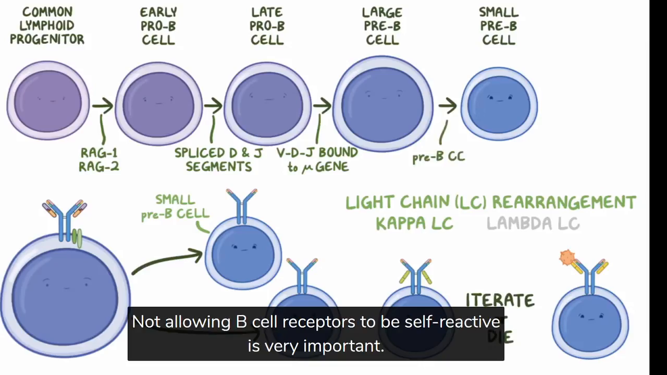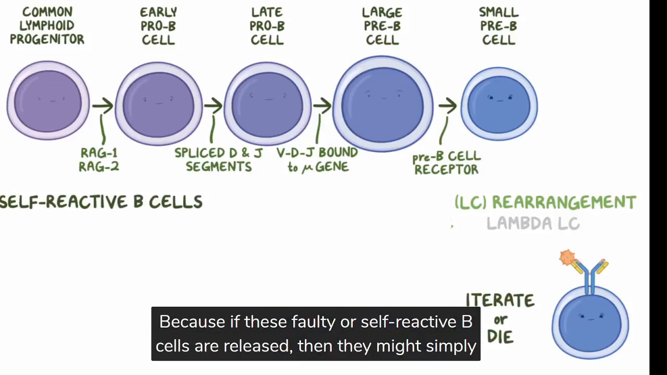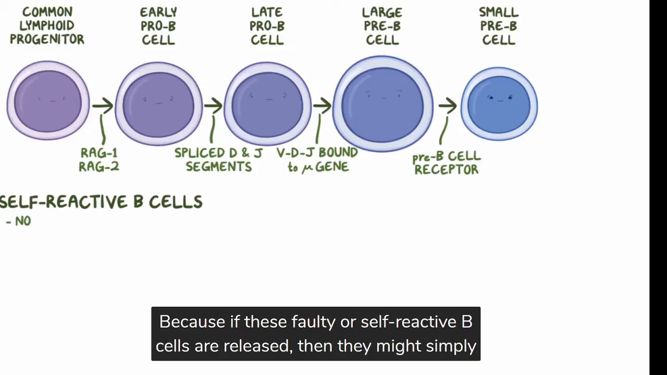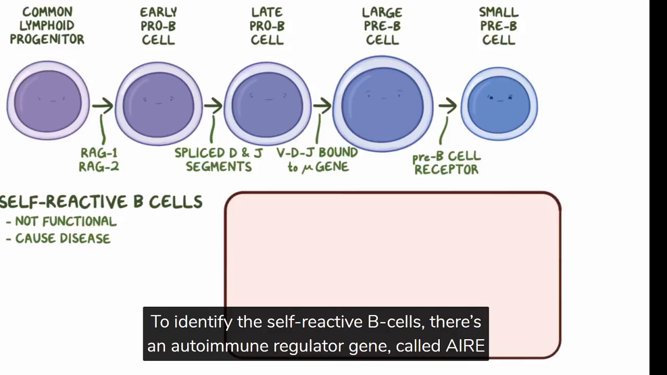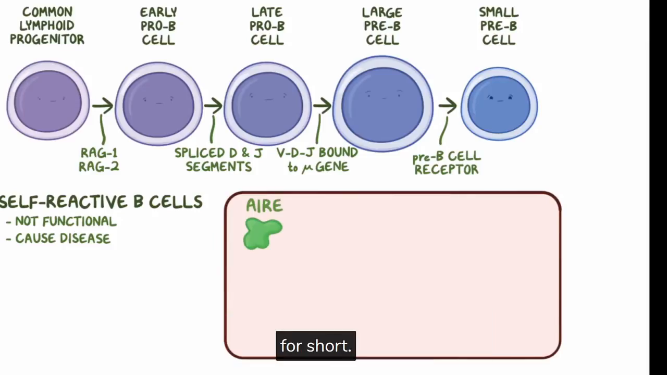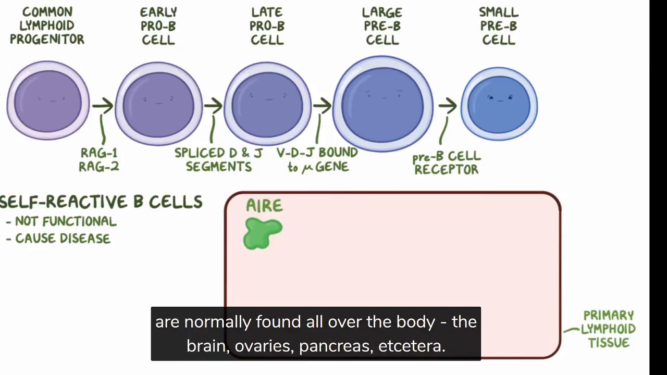Not allowing B cell receptors to be self-reactive is super important, because if these faulty or self-reactive B cells are released, then they might simply not work and they might attack self-tissue and cause disease. To identify the self-reactive B cells, there's an autoimmune regulator gene, called AIRE for short. AIRE is expressed in primary lymphoid organs and allows them to express antigens that are normally found all over the body, like the brain, ovaries, and pancreas.